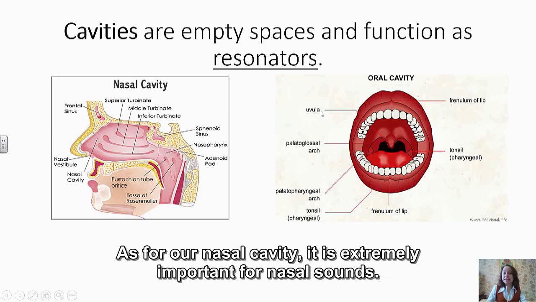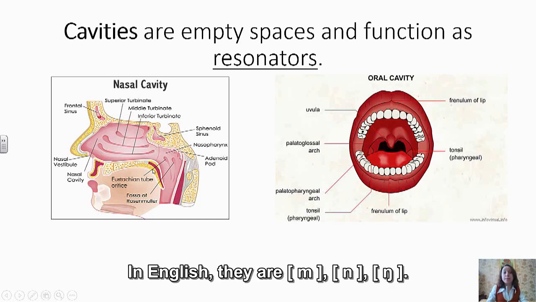As for our nasal cavity, it is extremely important for nasal sounds. In English, they are m, n, ng.